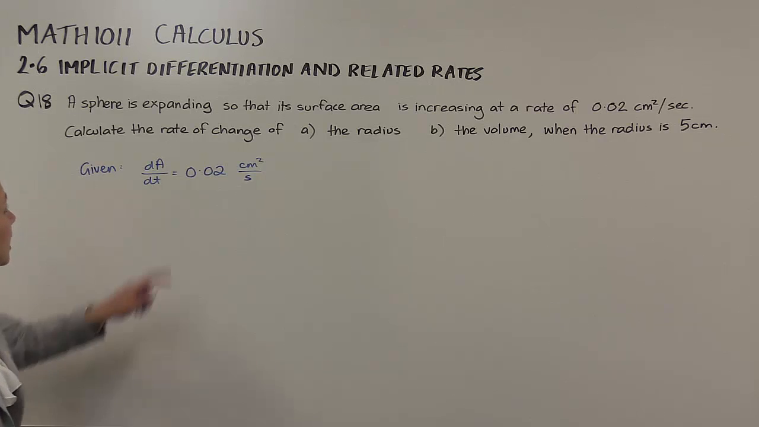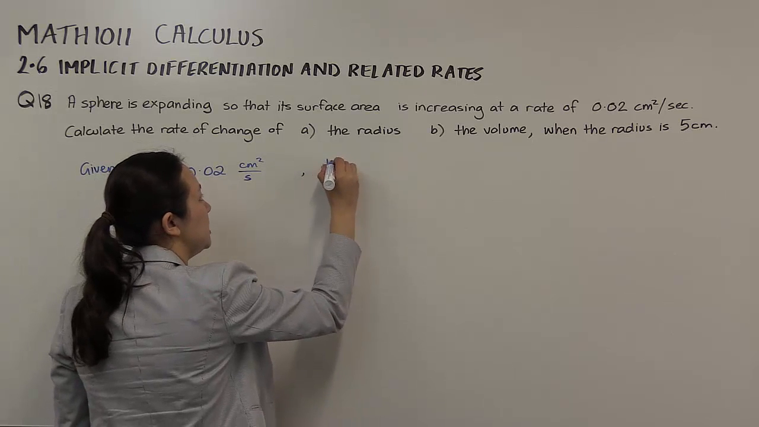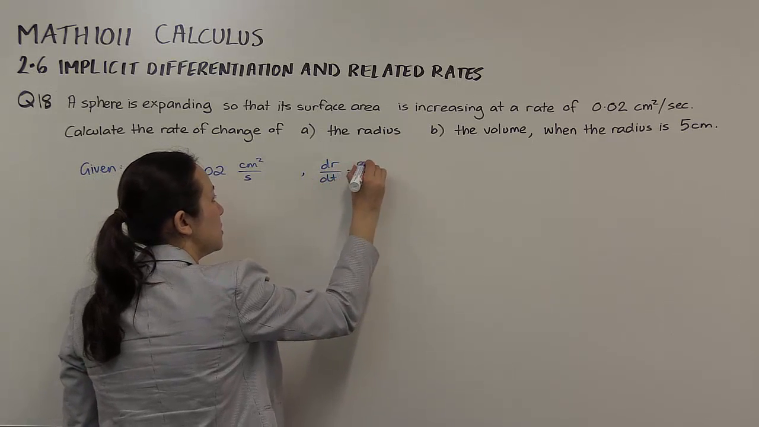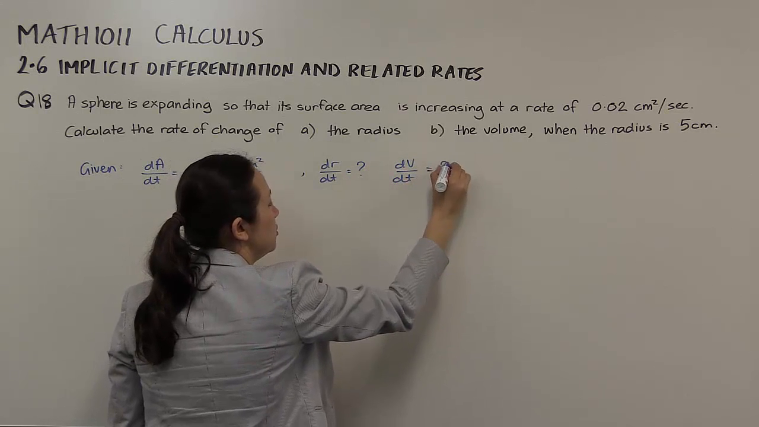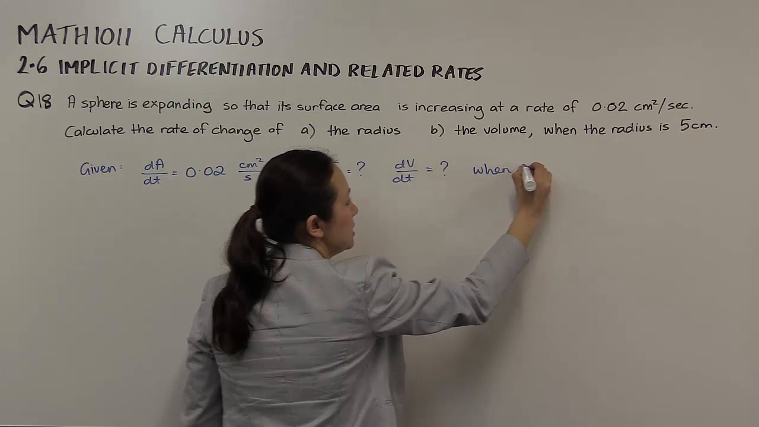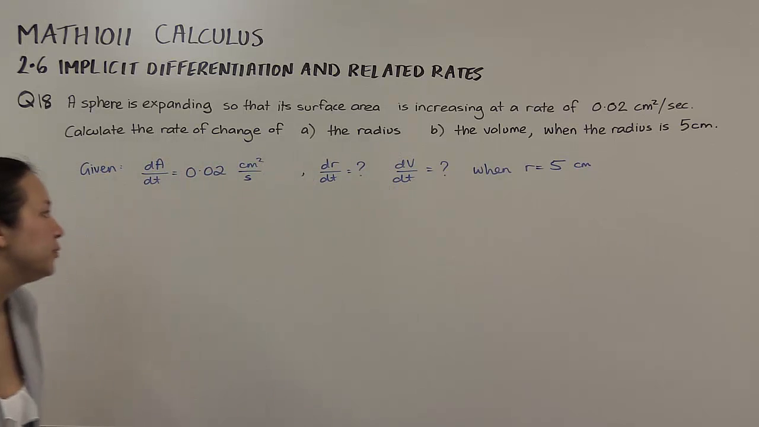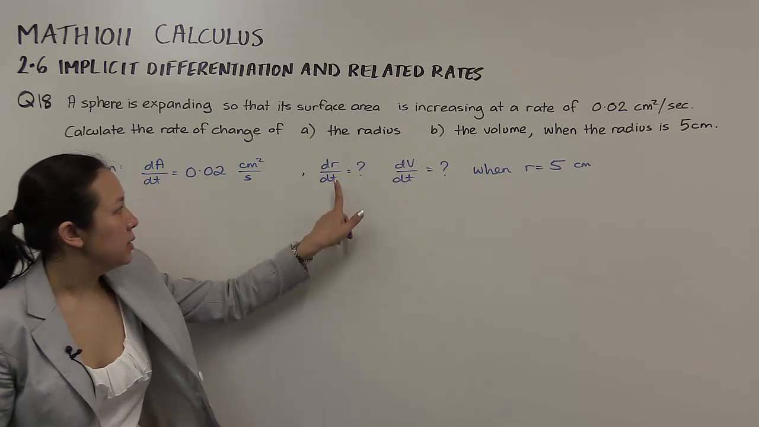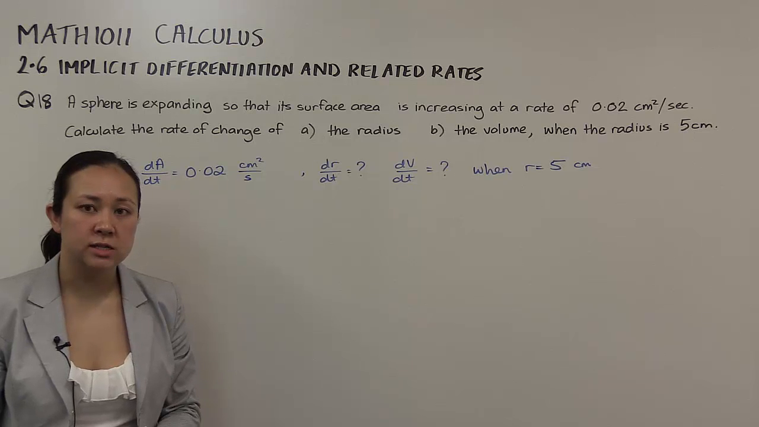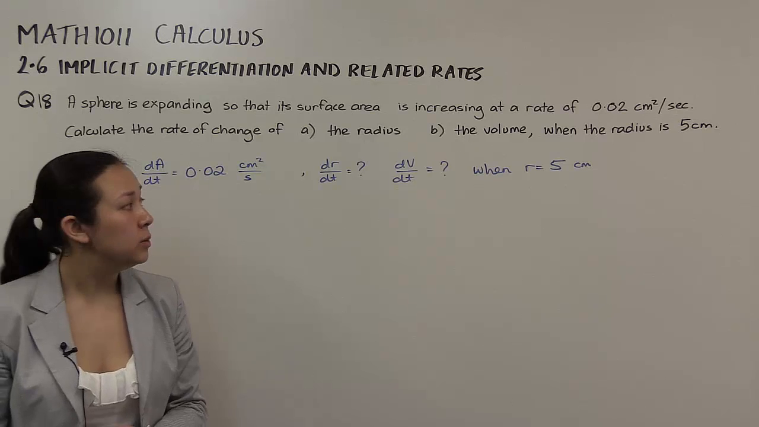Now we're asked to calculate the rate of change of the radius. We wish to find dr/dt, and we also wish to find dV/dt, the rate of change of the volume, when the radius is 5 centimeters. So when r actually equals 5. So this is the question. Now, if we're given the rate of change of the surface area and we wish to find the rate of change of the radius, it would be really good if we had an equation that linked the surface area with the radius, which we do.